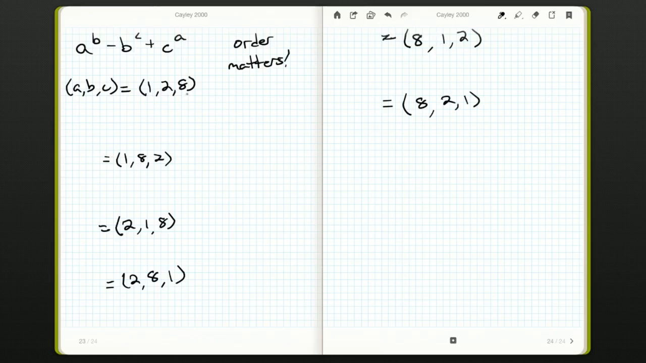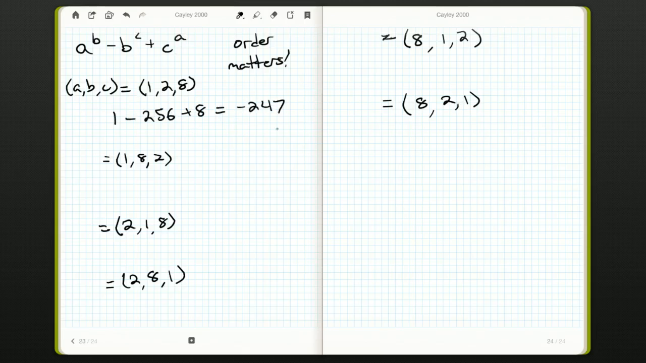1, 2, and 8. So 1 to the power of 2 is 1, minus b to the power of c, so 2 to the power of 8. 2 to the power of 8 is 256. And then plus 8 to the power 1. That's a negative number. This isn't going to work out well, but let's compute exactly what it is. Negative 247. That wasn't even among our possible answers. Okay.